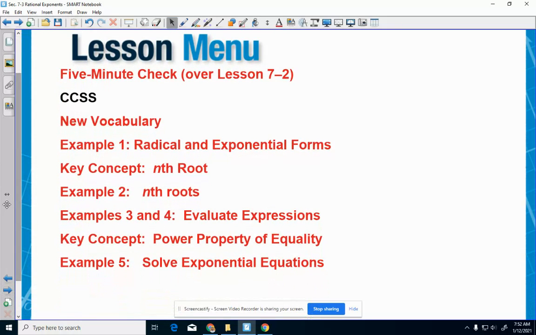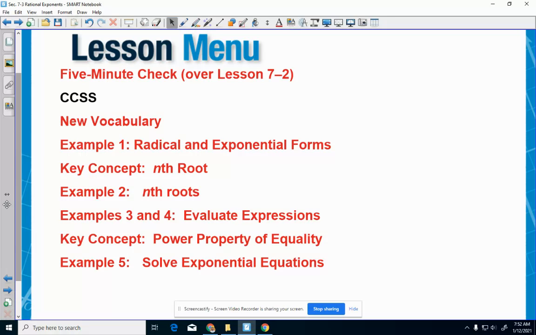Today, these are some of the ideas we're going to be looking at. What is a rational exponent? How does that equate to what we call a radical or a root? And then we're going to get into the idea of an nth root, meaning it could be a square root, power of 2, could be a cubed root, power of 3, could be higher than that.